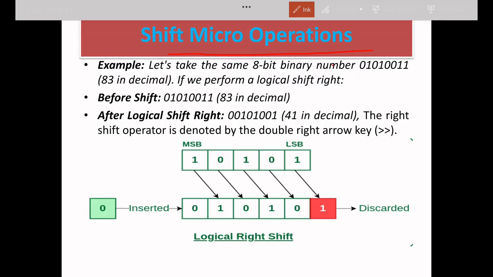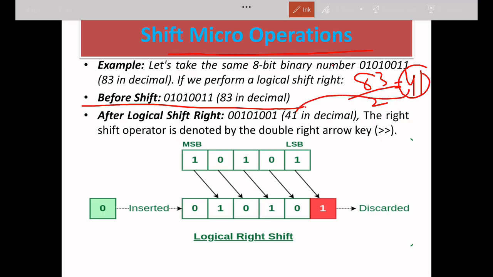Okay. Now next, shift micro operations. So now you can see, suppose before shift you have the data 83. How to solve this one? 83 divided by 2. So 2 fours are 8 and 2 ones are 2. 41. You can see this is also 41. Very simple. So right shift means you divide by 2. That is the meaning of this symbol; it represents the logical right shift. Okay, remember, logical right shift.